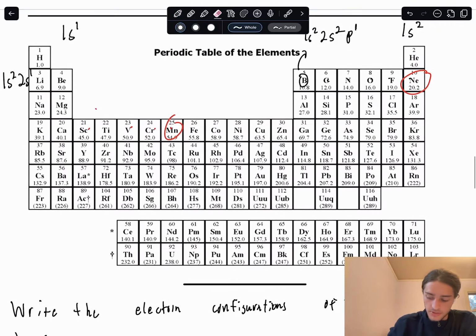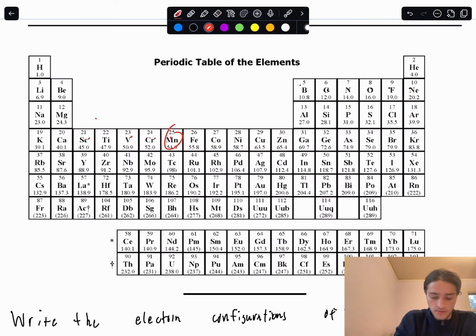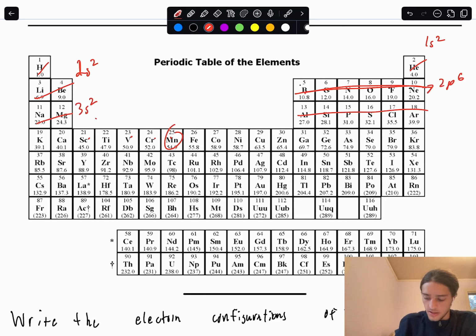It's element number 25. And so going by our periodic table, we've got hydrogen and helium, which is going to be our 1s2. Lithium and beryllium is our 2s2. Then we've got all of these atoms, which are going to become our 2p6, 3s2, 3p6, 4s2, and then finally we're in the D block.